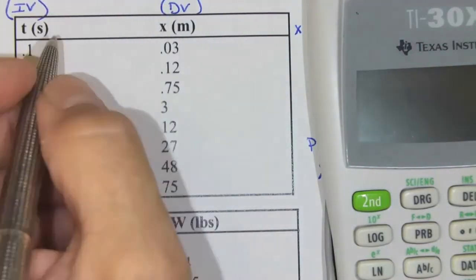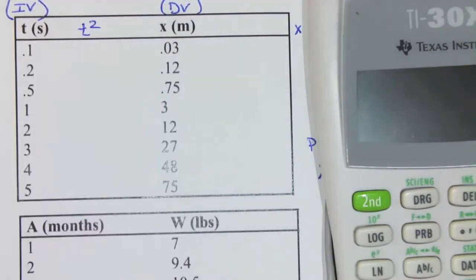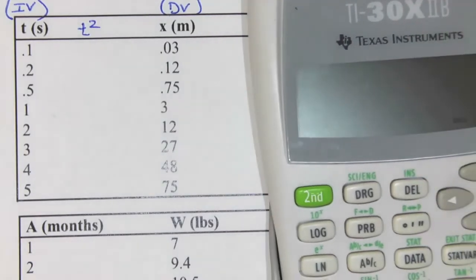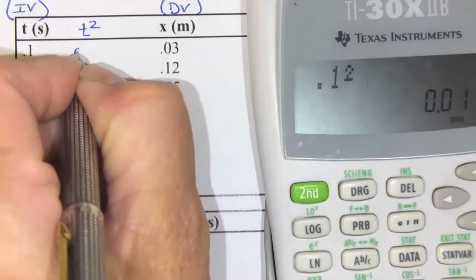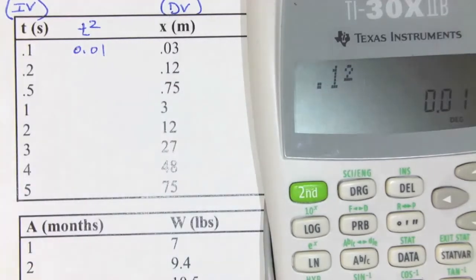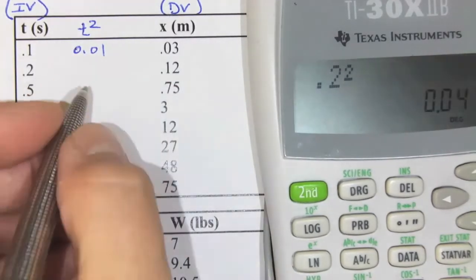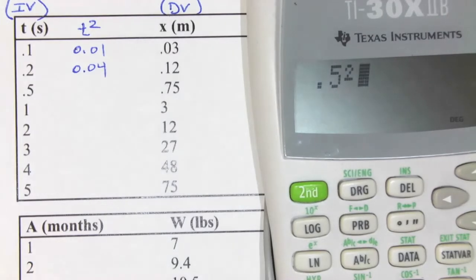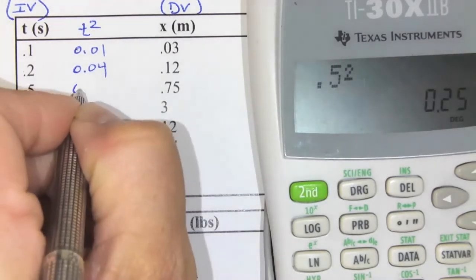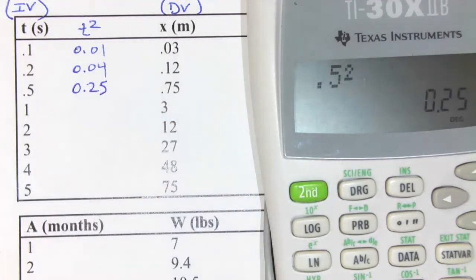So I'm supposed to square the first one, t squared. Make a new data column. 0.1 squared is... 0.2 squared. I hope at this point you're fast forwarding the video.